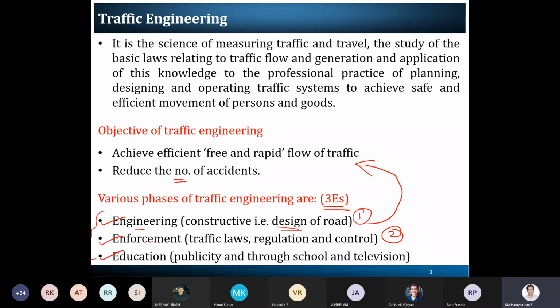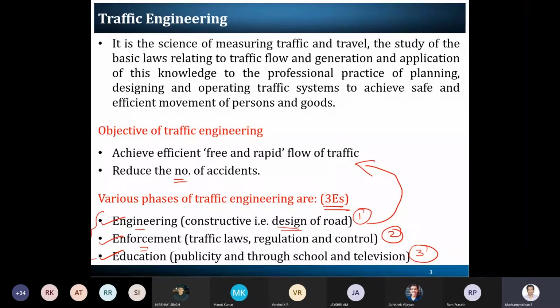So that is coming under the second E, which is nothing but enforcement. Third one is nothing but education. Whatever the facilities you are providing as a transportation engineer, that does not matter. But how the people are adopting those facilities, that is creating a significant difference.